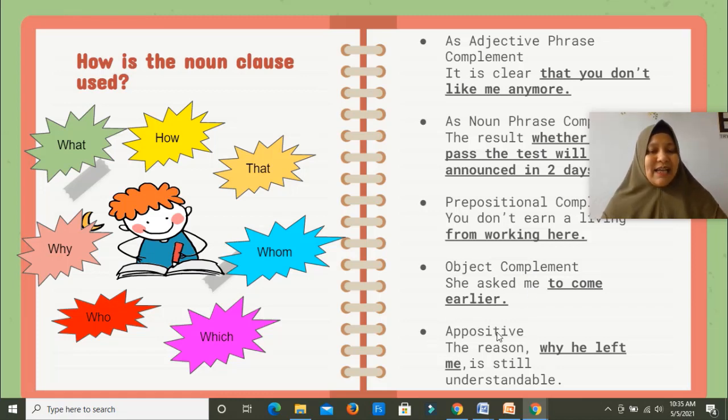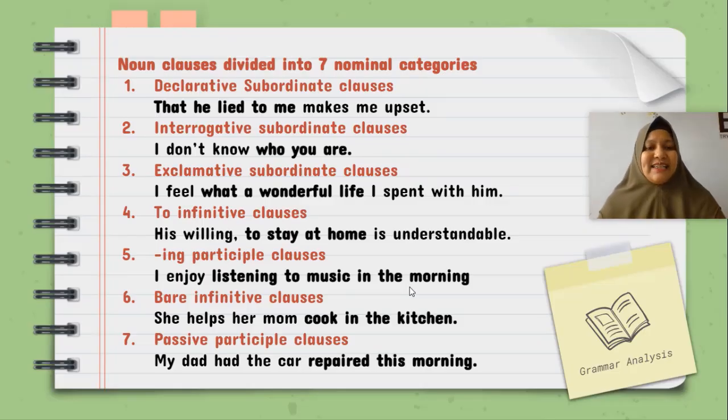And the last is as appositive. The reason why he left me is still understandable. Okay, this is what we have already discussed in previous examples. Okay, the next is, don't you know that noun clauses are divided into 7 nominal categories? The first one is declarative subordinate clauses.